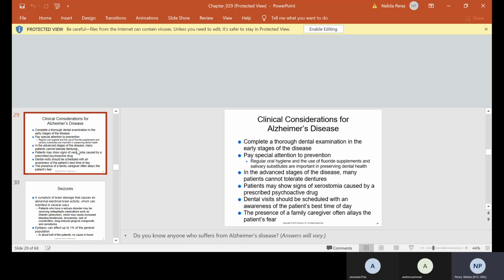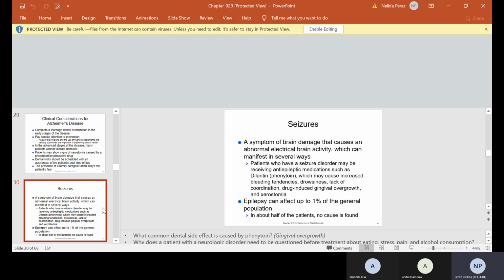Clinical considerations: complete a thorough dental exam in the early stages of the disease. Pay special attention to prevention. Regular oral hygiene, the use of fluoride supplements, and salivary substitutes are important in preserving dental health. In the advanced stages of the disease, many patients cannot tolerate dentures. Patients may show signs of dry mouth caused by a prescribed psychoactive drug. Dental visits should be scheduled within awareness of the patient's best time of day, and the presence of a family caregiver often allays the patient's fears.